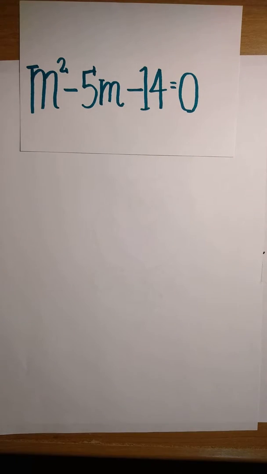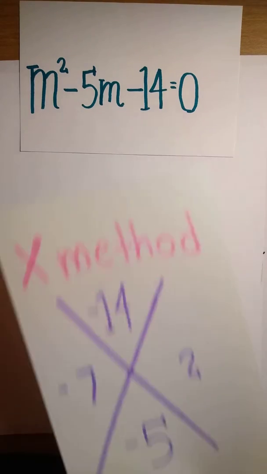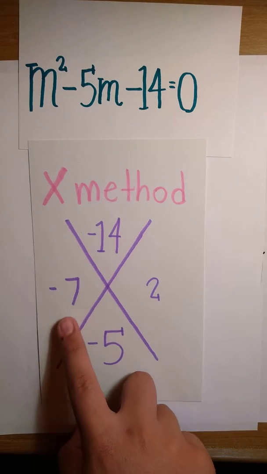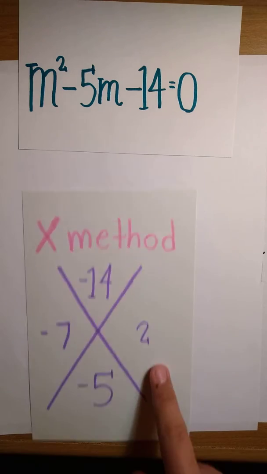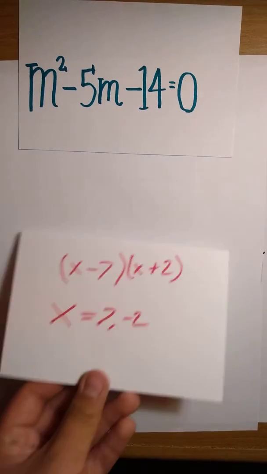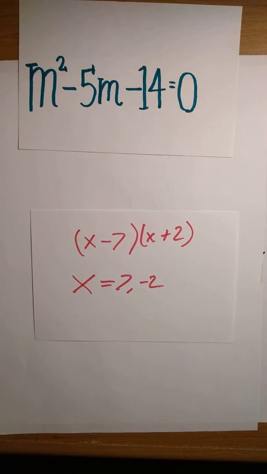If you do it correctly, you should get this. Negative 7 and 2. But once you put them in as x minus 7 and x plus 2, it'll be flipped, so the answer will be x equals 7 and negative 2.